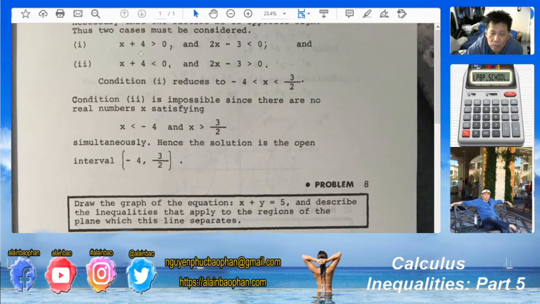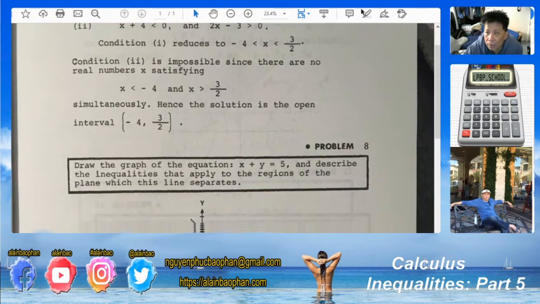Or you can use the table method. You find the sign of x plus 4 and the sign of 2x minus 3, then you multiply them in order, and you see which region of the product comes out negative. That's the solution.